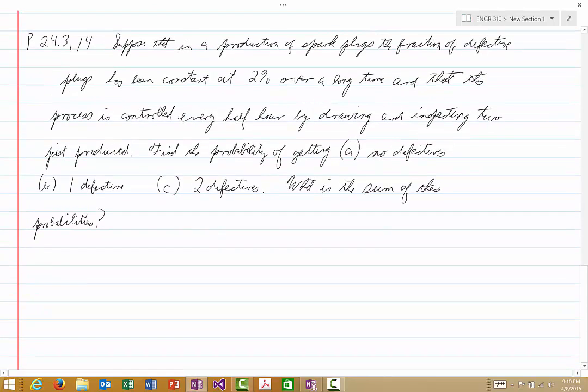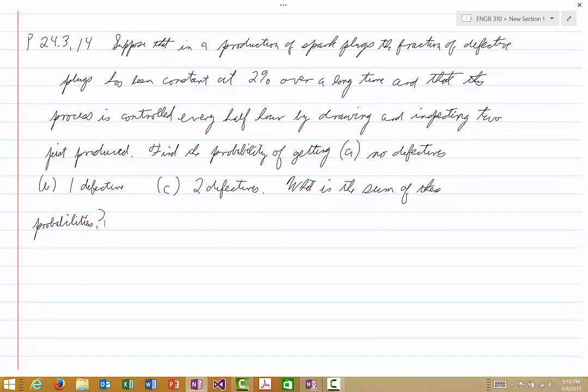Okay. So the fraction of defective plugs has been constant and is equal to 2%. And so if that's the probability of getting a defective plug, and we inspect two plugs, what is the probability of getting no defectives? So for A, well, the only way in which we can get no defectives is if both the first plug drawn and also the second plug drawn are both not defective.